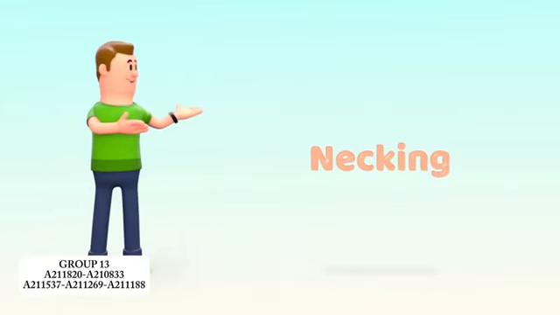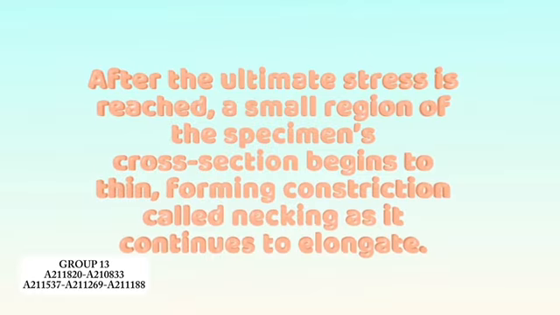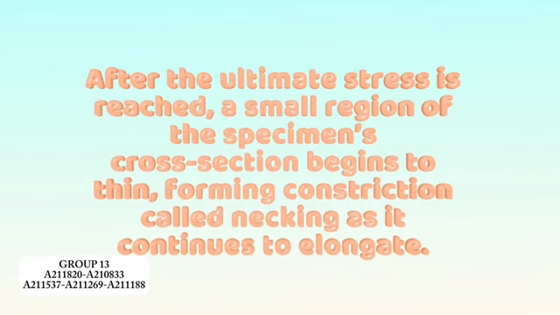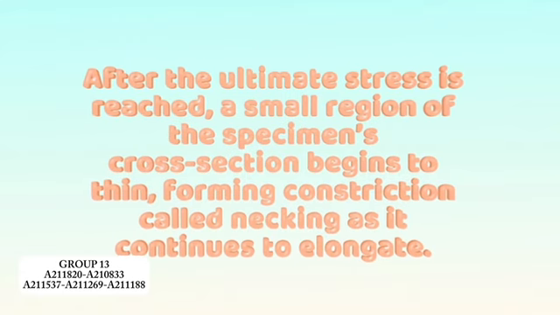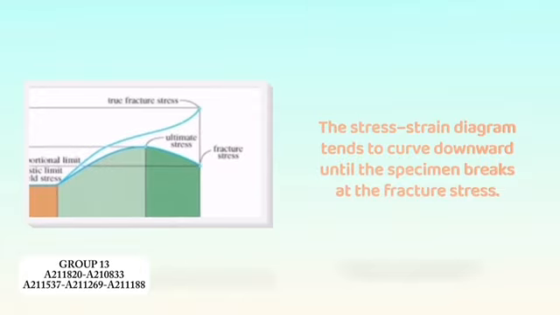Lastly, the necking region. After the ultimate stress is reached, a small region of the specimen's cross-section begins to thin, forming a constriction called necking as it continues to elongate. The stress-strain diagram tends to curve downward until the specimen breaks at the fracture stress.